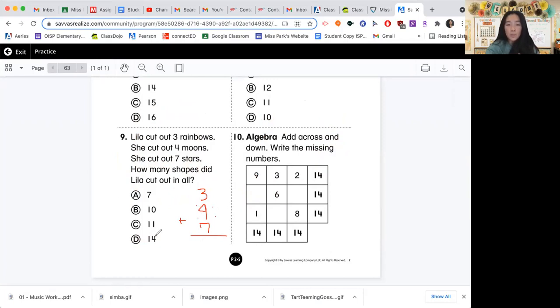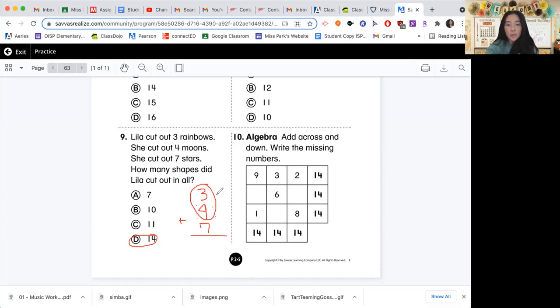So I got 14, but let me check another way. I'm going to count to get to 10. So 7 plus 3 equals 10, plus 4 would give me 14. Or I can do this near doubles fact.